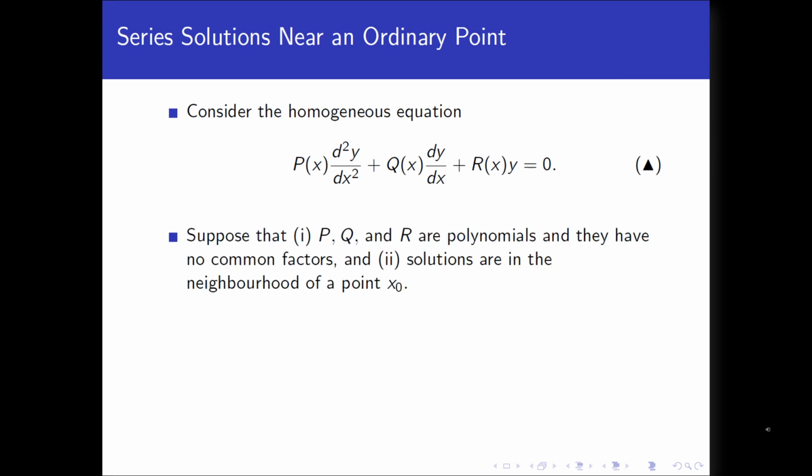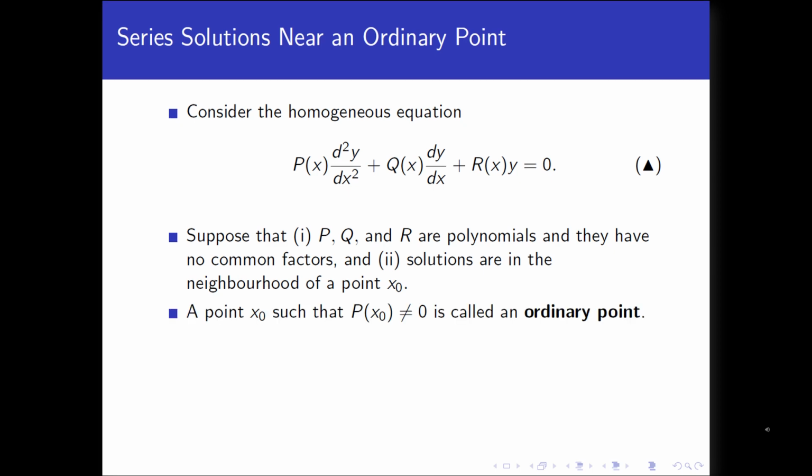We suppose that the coefficient functions p, q, and r are polynomials and they have no common factors. If so, we can divide them out. And as a second assumption, we let the solutions be in the neighborhood of a point x0. That is, the solutions are given in an interval which contains x0.